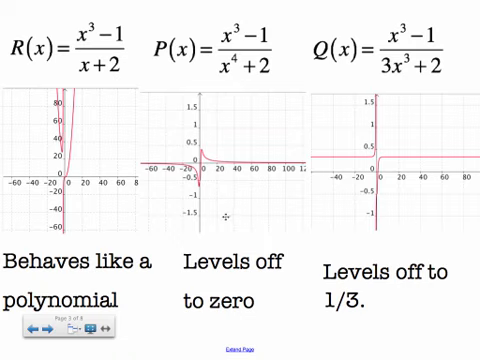So a rational function could level off to 0. And then function Q, we saw the y values level off towards a number besides 0, 1/3 in this case, and we can see that revealed here in the graph. So these are the three basic scenarios that can happen. You can have a rational function behave like a polynomial, which means the y values get large, either positive or negative. You can have a rational function that has its y values level off to 0, or you could have a rational function whose y values level off to some other number.